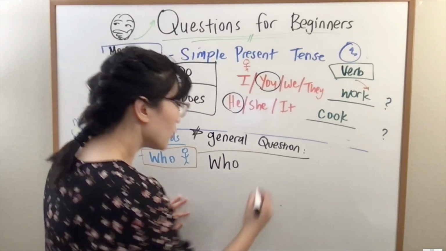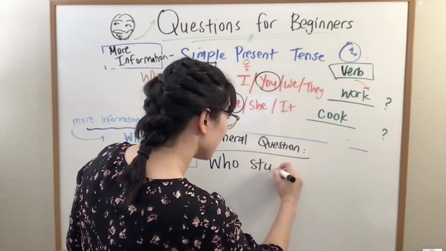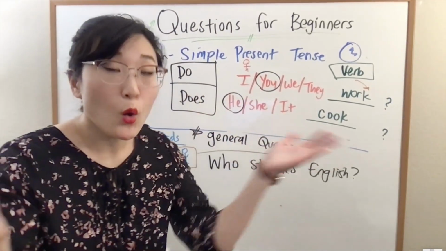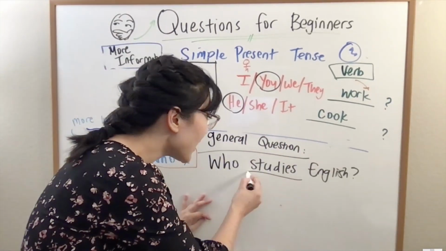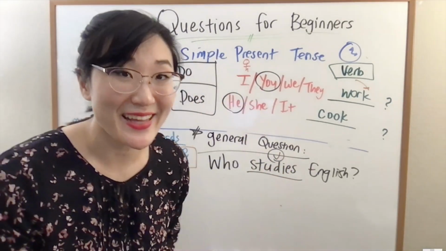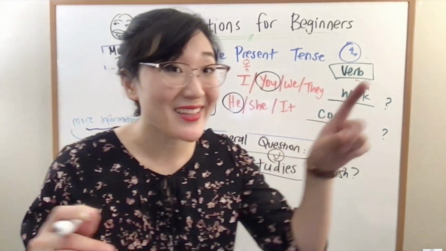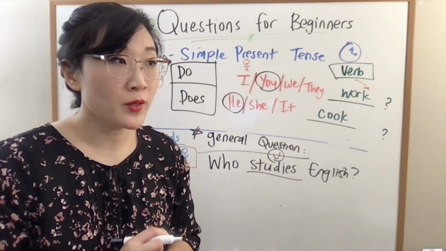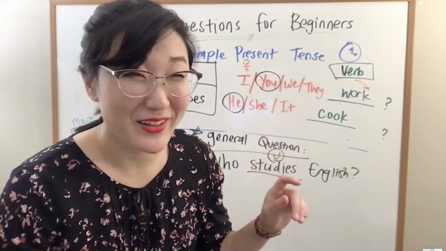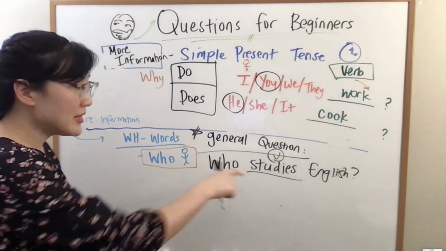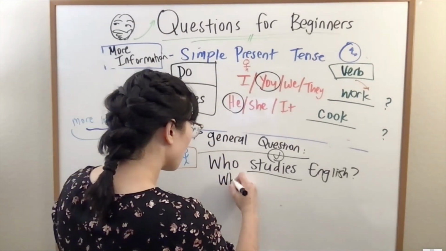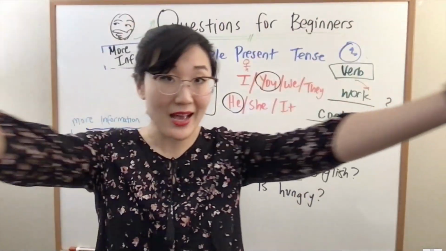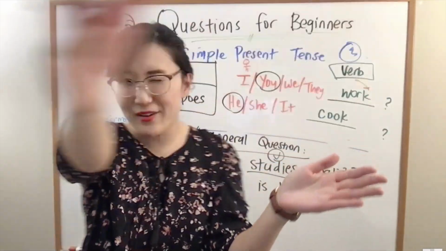So, for example, who studies English? I'm asking everyone who studies English. In this case, I change my verb, the S, ES, IES endings. Who understands this? Who needs help? Who practices their English every day? Okay, so in this case, if I ask a general question, who is hungry? With my be verb, who is hungry? I'm asking the class. I'm asking my family, my friends, everyone.